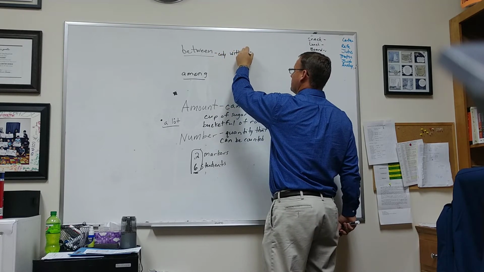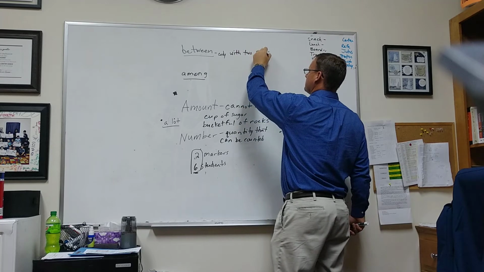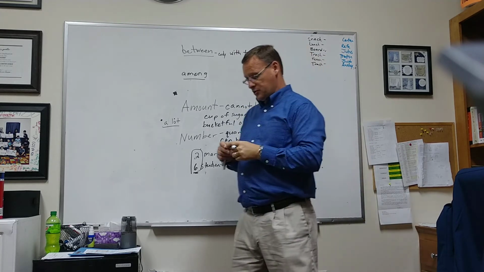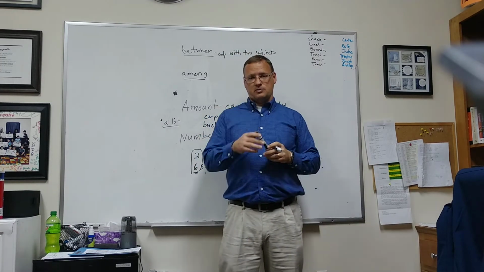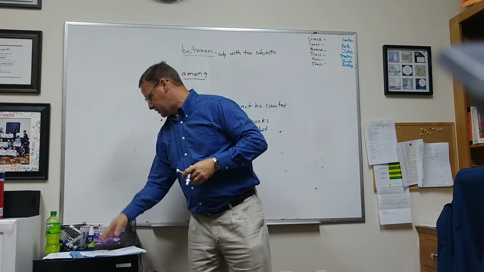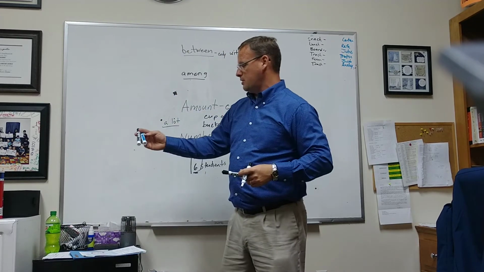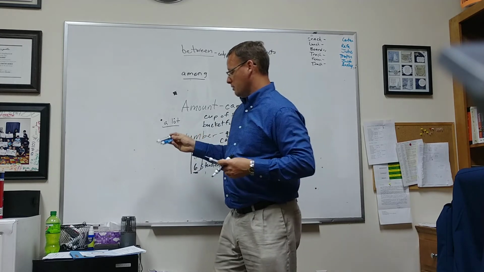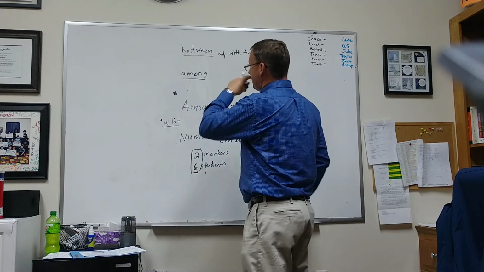with two subjects. For example, if I'm choosing between two things, it can only be two things. I can choose between the pencil sharpener and the eraser. I can choose between a blue marker and a black marker because there are only two of them. There are only two. And by the way, I hope that you know this.